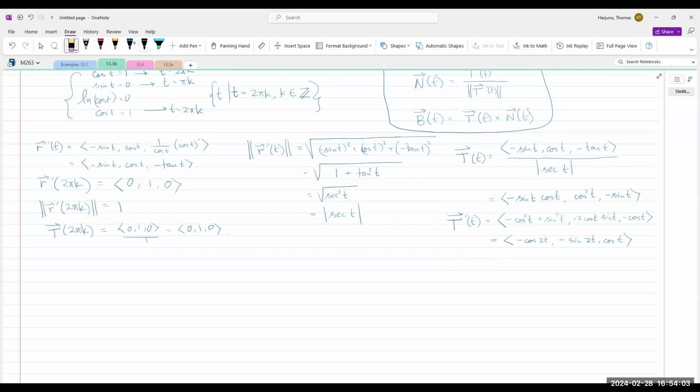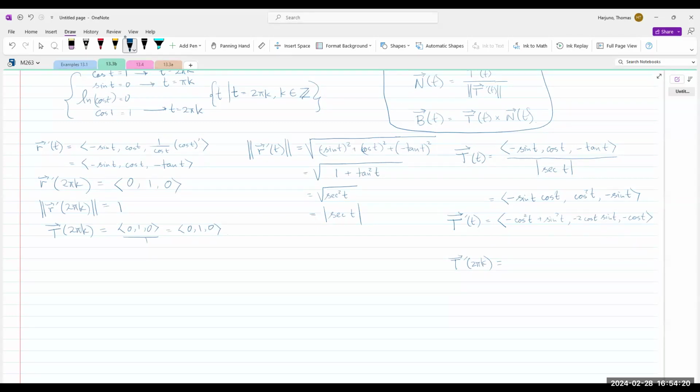I just plug in 1 right away, right? T prime at 2 pi k, right? Yeah, T prime at 2 pi k. And actually, I don't need this. Sorry, I'm working too hard.